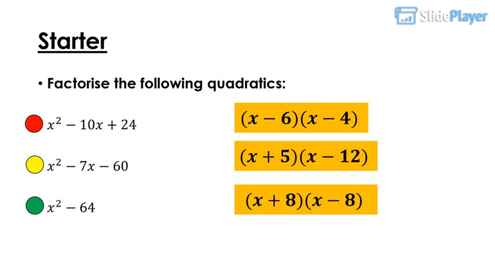Factorize the following quadratics: x² − 10x + 24, x² − 7x − 60, x² − 64.